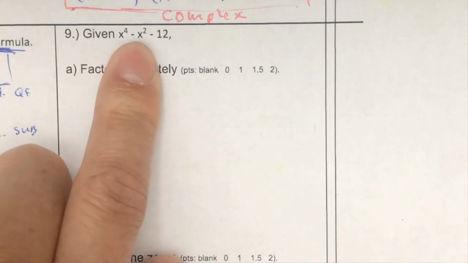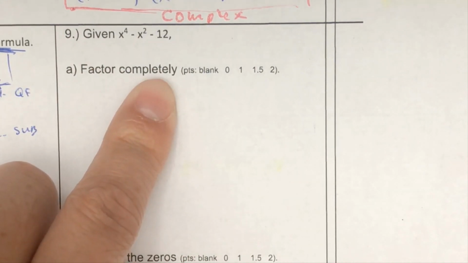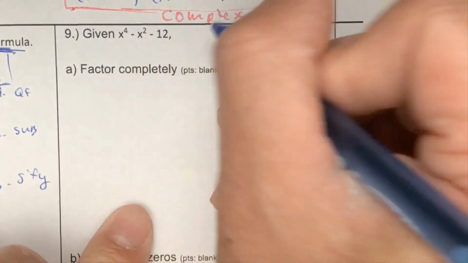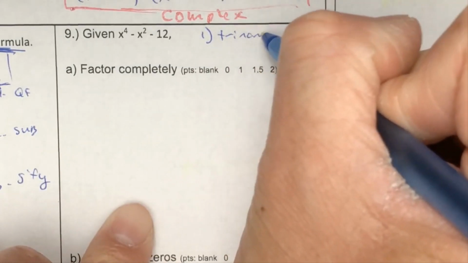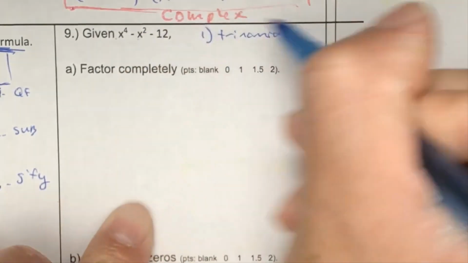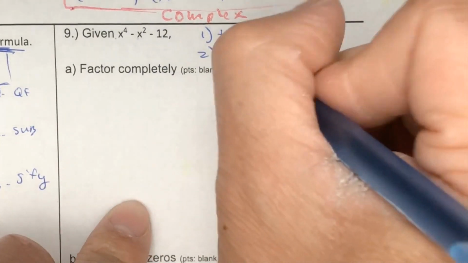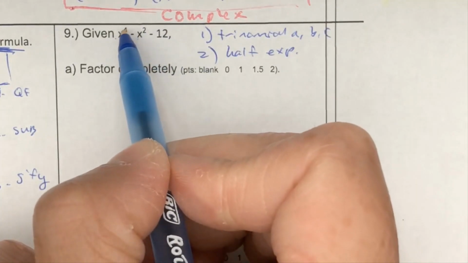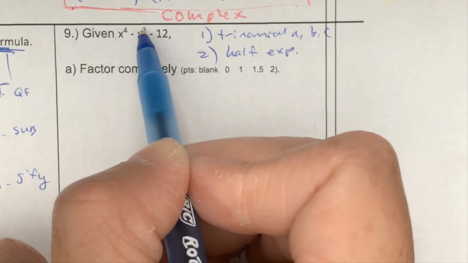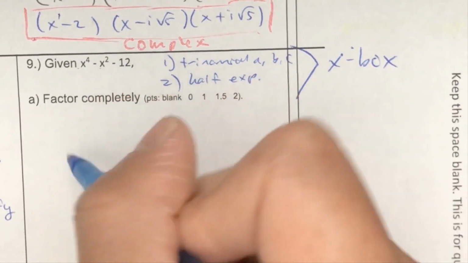Given x to the fourth minus x squared minus 12, factor completely. So I have a trinomial: 1, 2, 3, that's an A, B, and C. And let's see if we can take half the leading exponent, x to the fourth, half of 4 is 2. This is good, when both these conditions work, you can use X box. So let's do X box.